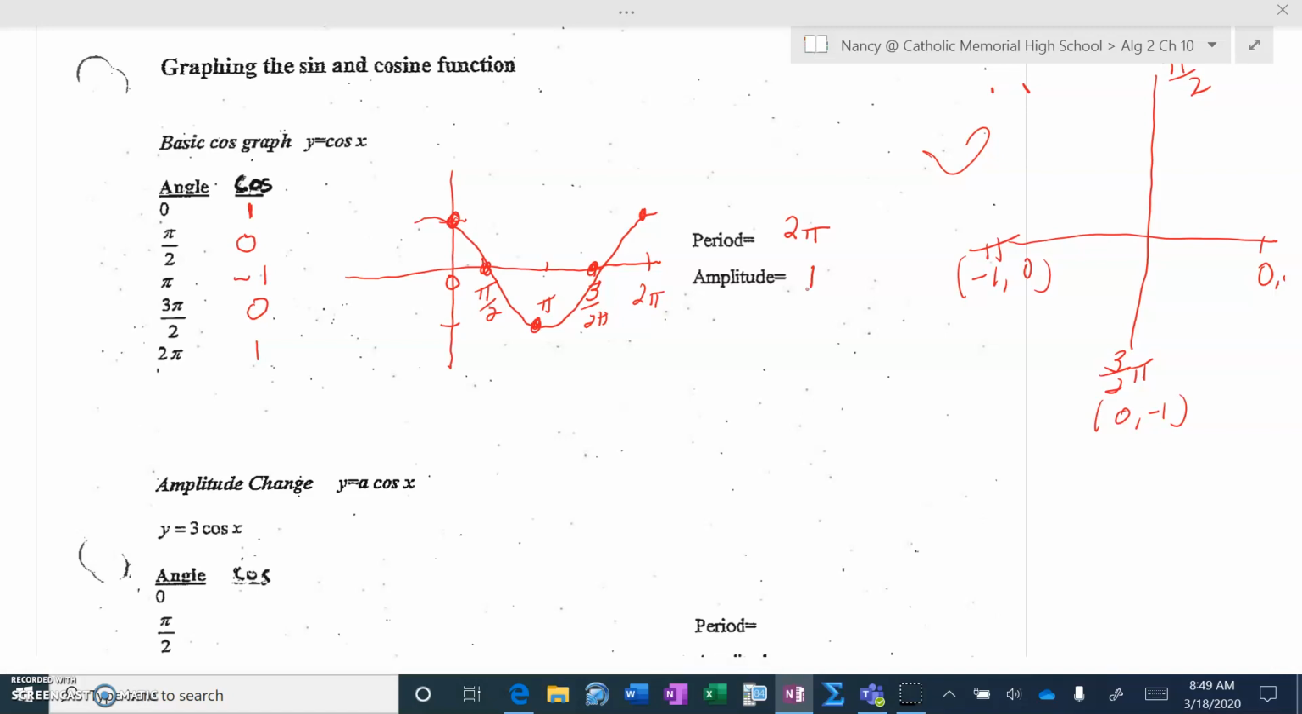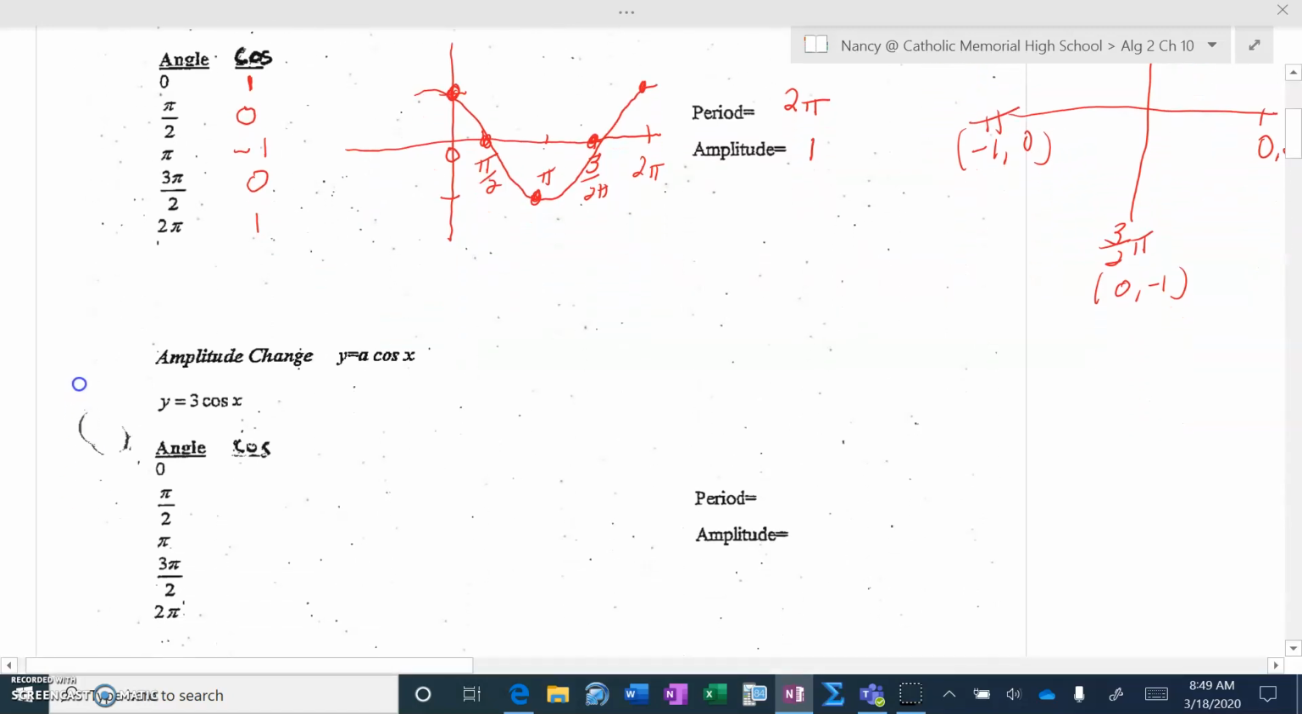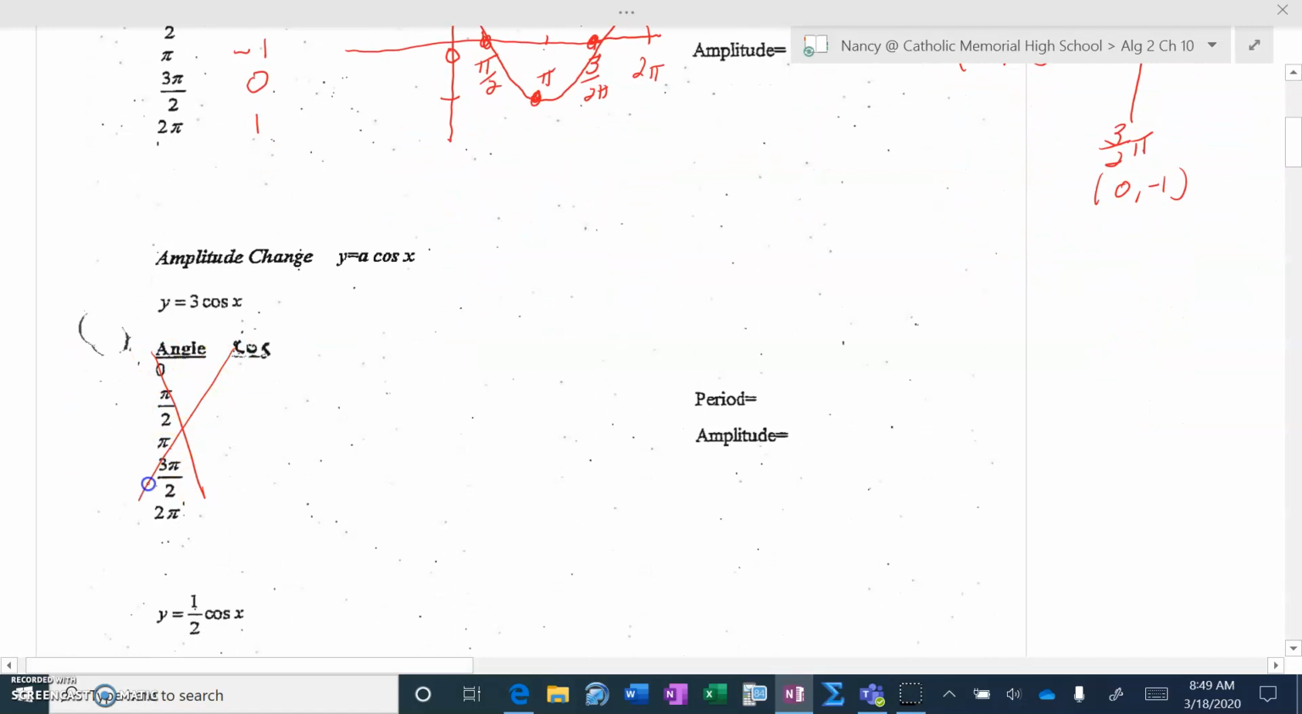So again, once we know that graph, there's no longer a need for XY charts, so we're not going to worry about this. We're simply going to look at an equation that has an a value, which is multiplied by the function, the cos, and that's an amplitude change. It stretches the graph. So for y equals 3 cos x, the a is 3. That's going to be your amplitude change.